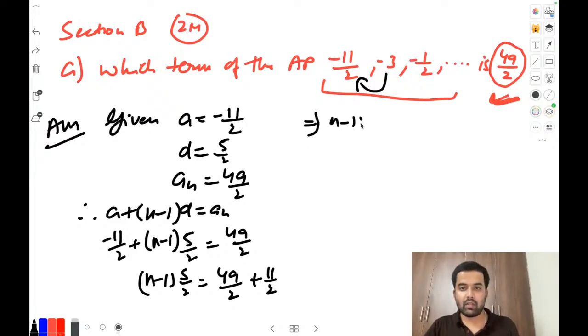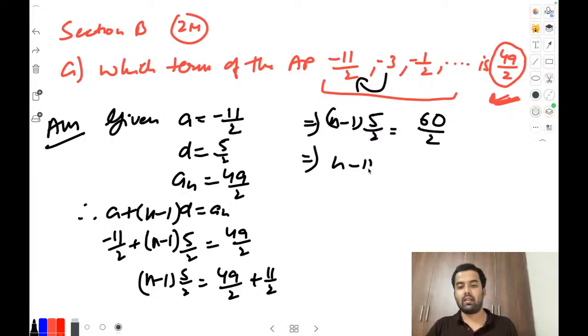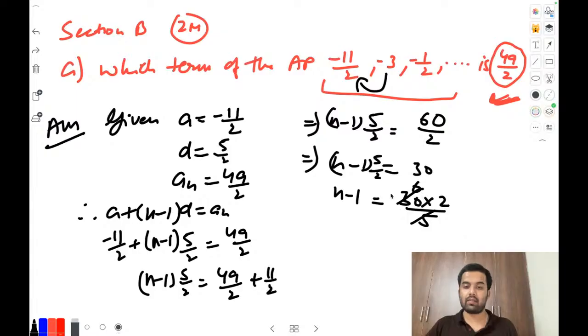Here n minus 1, 5 by 2 is there, is equal to, now after addition what will come? 10 and 60. Yeah, 60 divided by 2. Last answer, n minus 1 and 5 by 2 as it is. This becomes 30. I'm writing each and every step for you, because maybe you get confused. That's why I'm writing everything. This becomes like this. After cancellation, 6 times n minus 1.